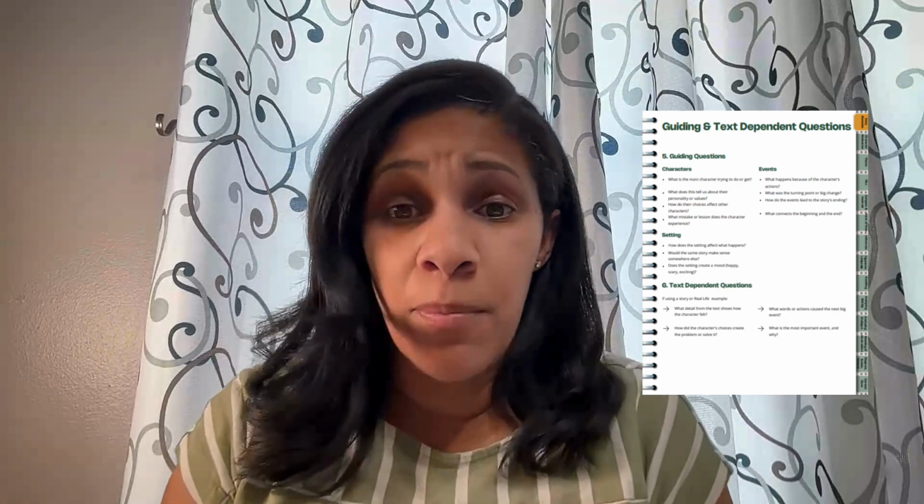What detail from the text shows how the character felt? If I want to focus on characters on Monday: what's the main character trying to do or get? What does that tell us about their personality or values? How do their choices affect other characters? What mistake or lesson does the character experience? If I want her to focus on events the next day: what happened because of the character's action? What was the turning point or what changed? How do those events lead to the story ending? What connects the beginning to the end?